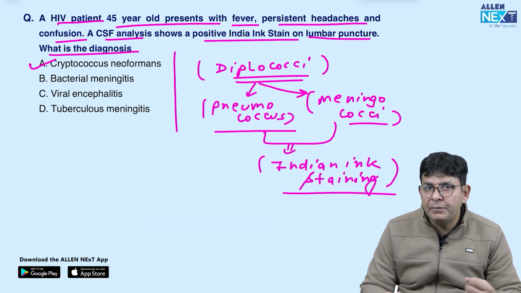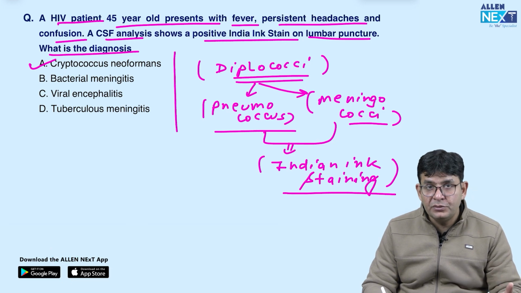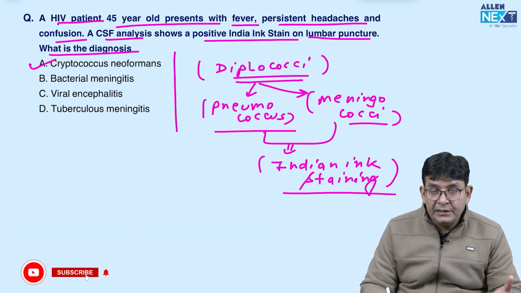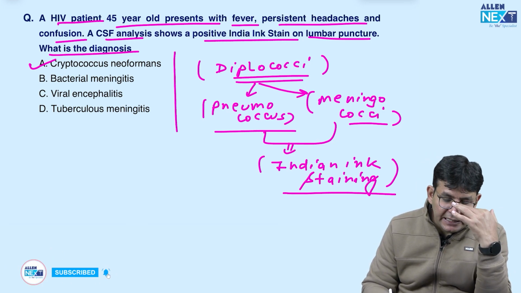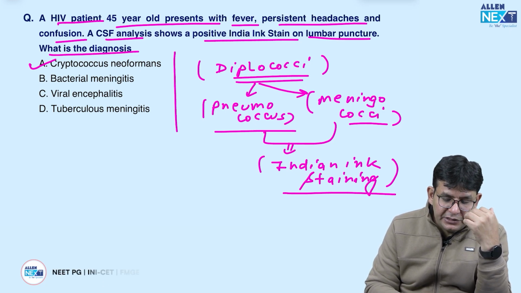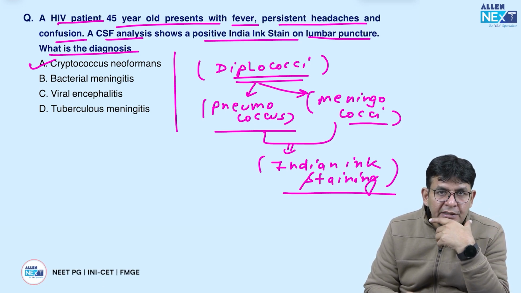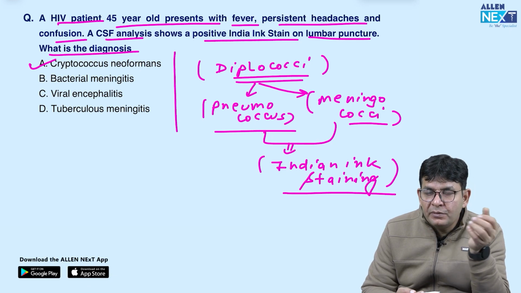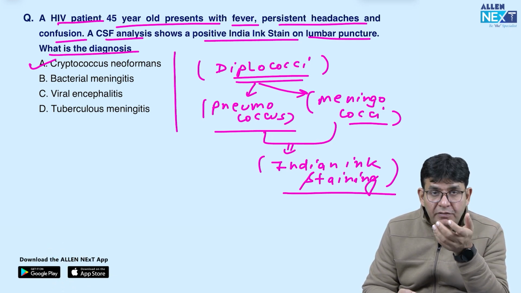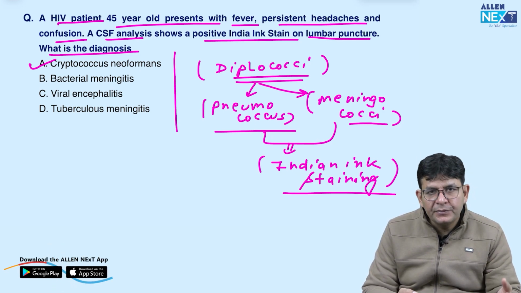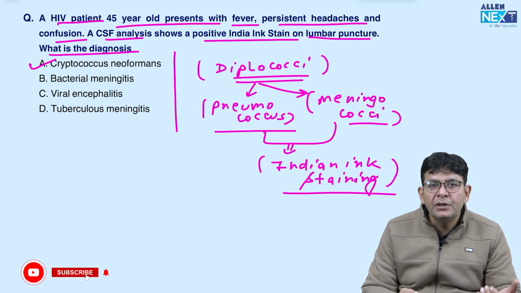So if it is written diplococci and these options were there, then you might think about them also. But if it is directly written like this, HIV patient, CSF analysis shows a positive India ink stain, and diplococci is not written, then the most common cause of meningitis in HIV positive patients is definitely Cryptococcus neoformans, which is a true yeast.